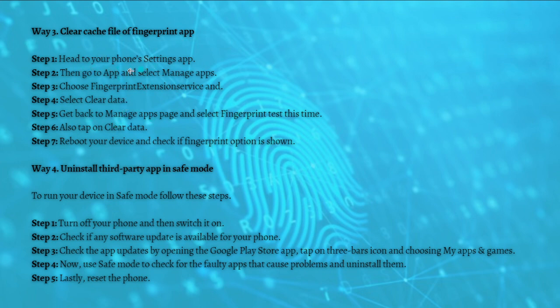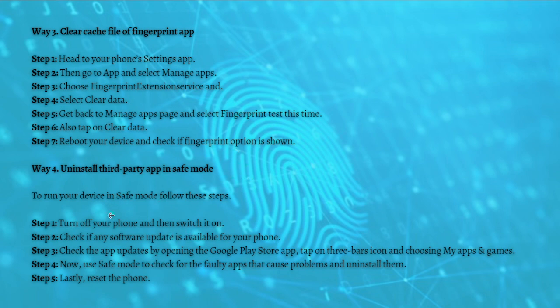So head to the phone settings app and then go to the apps and simply select manage apps. So choose the fingerprint extension service and select clear data. So get back to the manage apps page and select fingerprint test this time, and also tap on the clear data and reboot your device and check if the fingerprint option is shown.